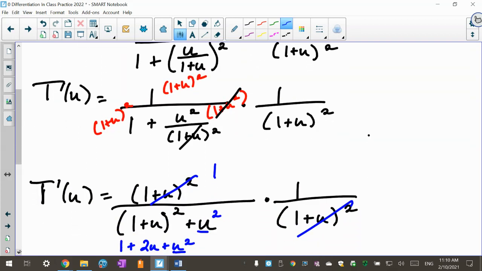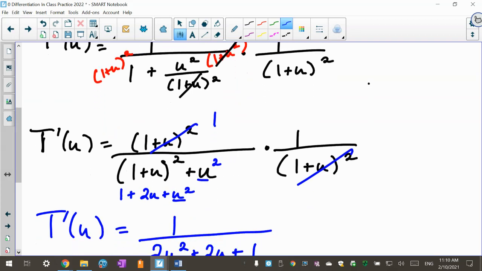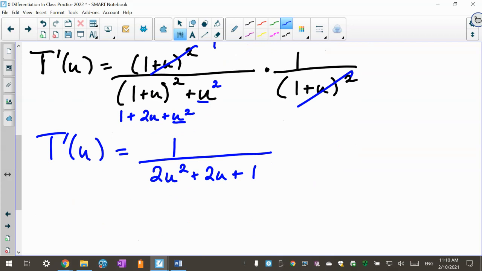Notice that I can cancel or divide to make 1, the 1 plus u squared, and then I just combined everything down here. So it makes it look a little nicer, and that would be the derivative.